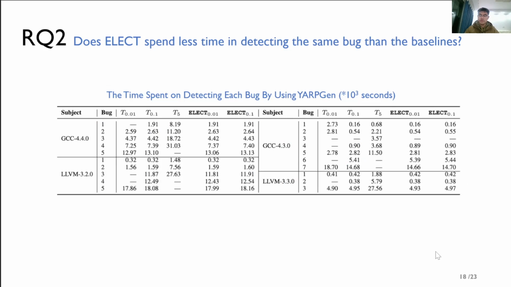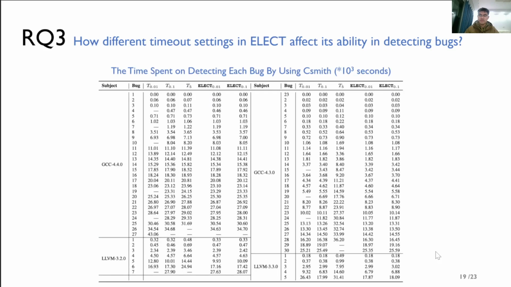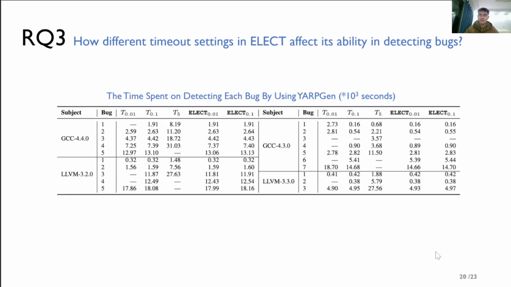This table shows the time spent on detecting each bug by using YARPGen. ELECT spends less time than the baseline in detecting more than half of the bugs. As for question 3, ELECT 0.01 detects all bugs in no more time than ELECT 0.1.